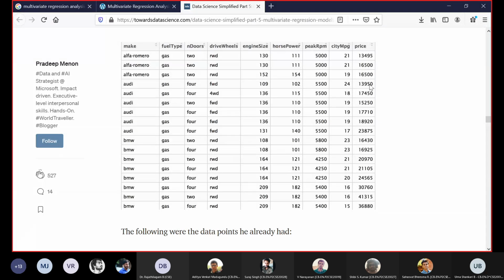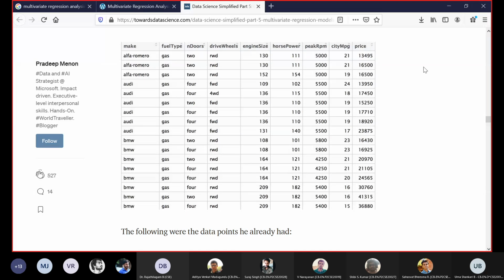For example, if you want to know the mileage of these cars, if you want to answer questions on the mileage of the cars, maybe the number of doors might be irrelevant. So you can ignore that X variable completely for your problem.